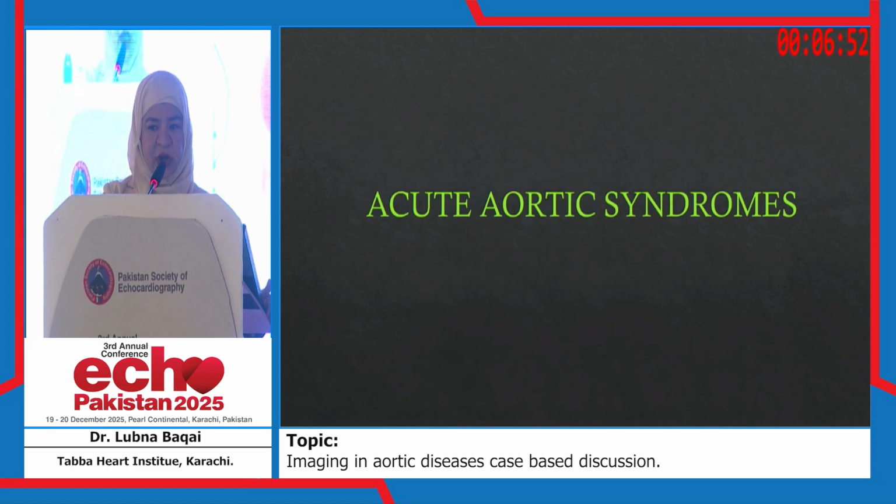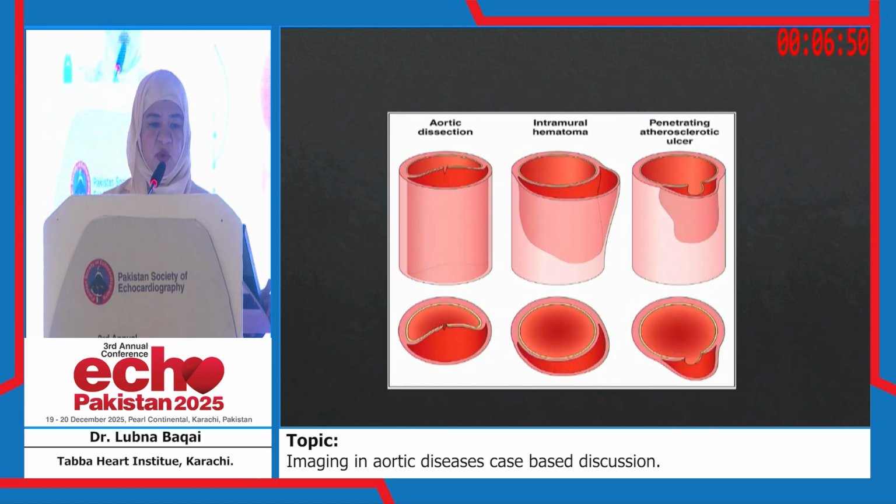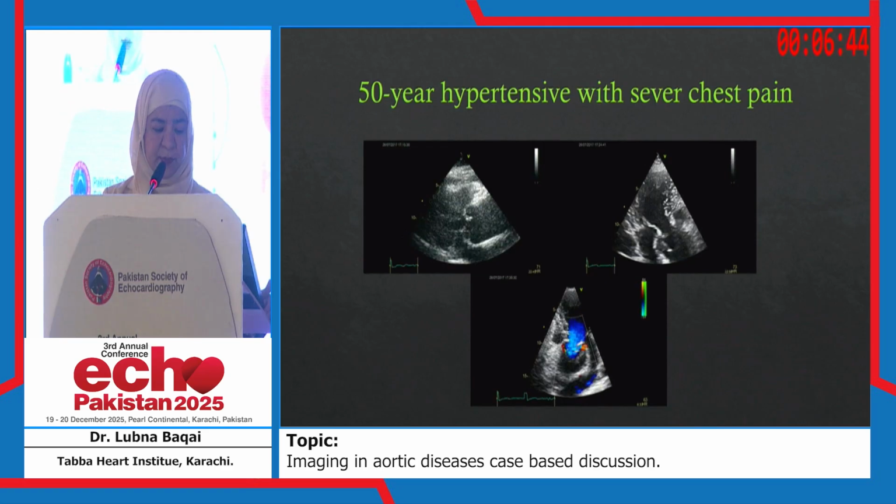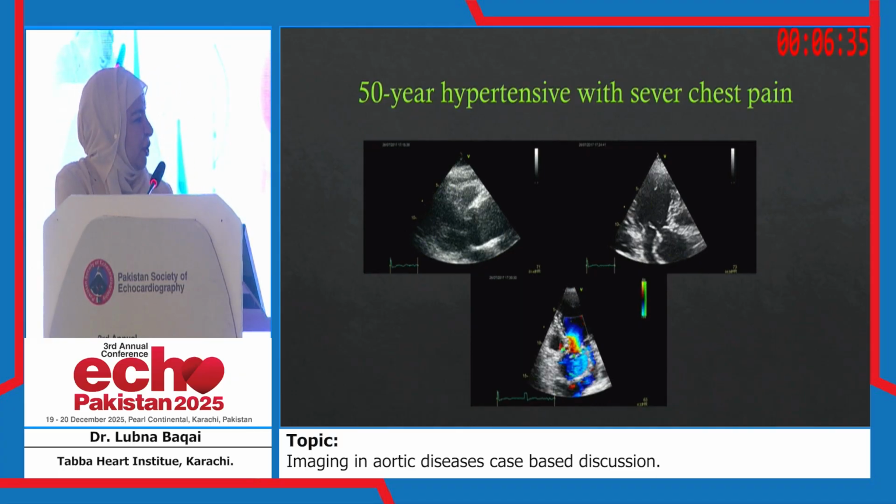Now come to the acute aortic syndromes. You can diagnose aortic dissection, intramural hematoma, and penetrating aortic ulcers on cardiac imaging. Now come to the case of a 50-year-old hypertensive male with severe chest pain. You can clearly see there is a dissection flap in the ascending aorta, starting from the root. There is no severe AR.